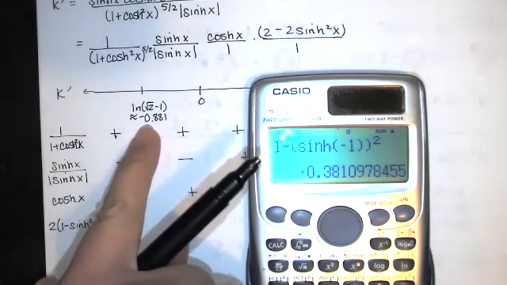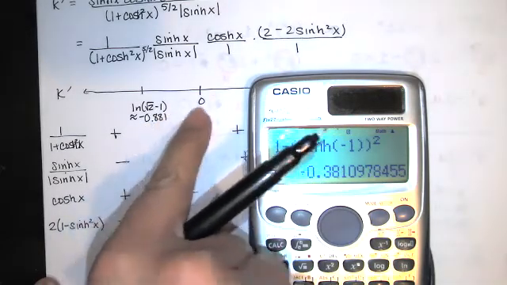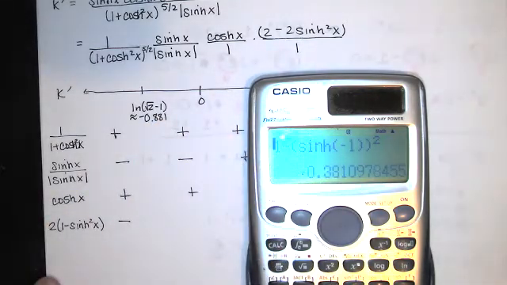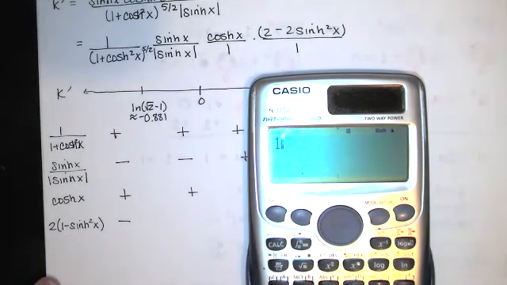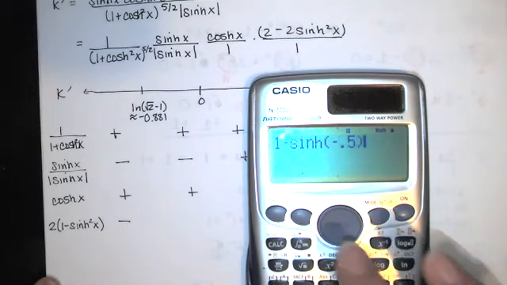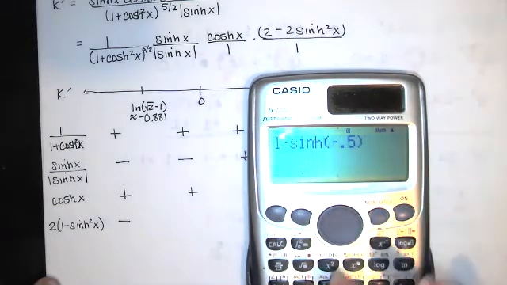Okay, so now I want to pick an x value between negative 0.881 and 0. So let's just do negative 0.5. So I have 1 minus the hyperbolic sine of negative 0.5, but I need to square that.